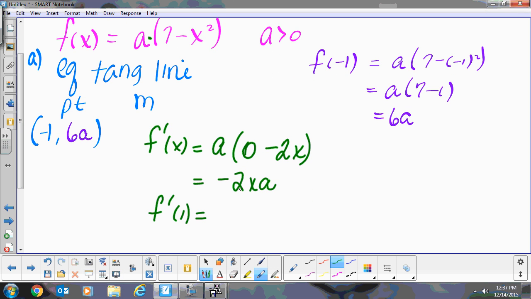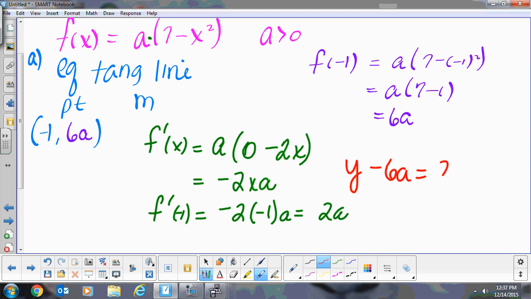Some of you all stop short and stop here. What's the derivative at 1? At negative 1, just kidding. It's going to be negative 2 times what? Which is what? 2a. So how do we write the equation of our line? It's going to be y minus the y value is equal to our slope times x minus the x value. And why do we stop here? Because if you make a mistake, you lose the point you just gained.